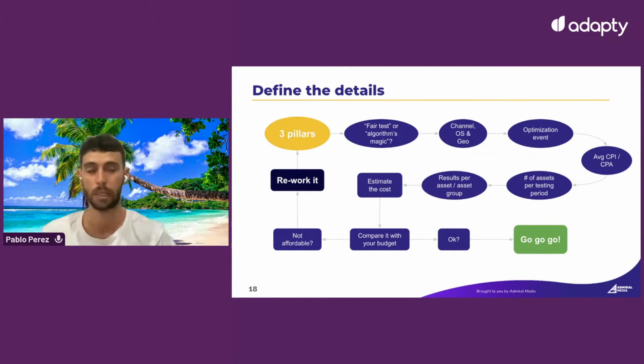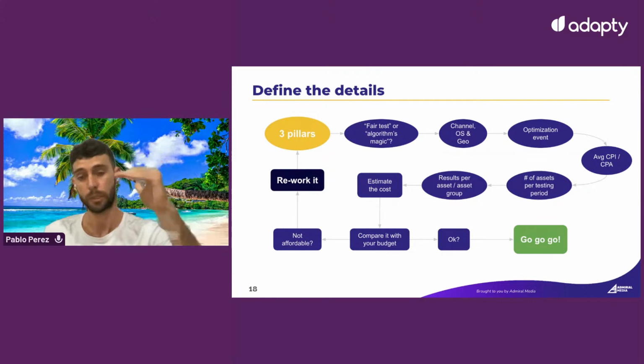Let's put a clear example. Let's say I have 6 creatives, right? I could test those 6 creatives, one in each single ad set.